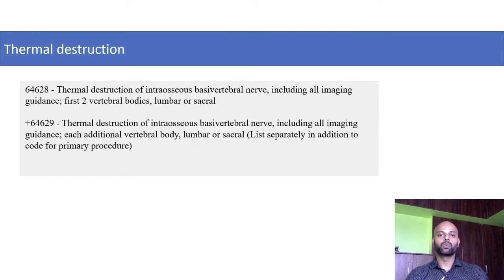Thermal destruction. When the provider uses heat for the destruction of nerves to reduce pain, that's called thermal destruction. CPT 64628 is for thermal destruction of the intraosseous basivertebral nerve, including all imaging guidance, for the first two vertebral bodies, lumbar or sacral region. For each additional vertebral body in the lumbar or sacral region, use add-on code 64629 in addition to 64628.